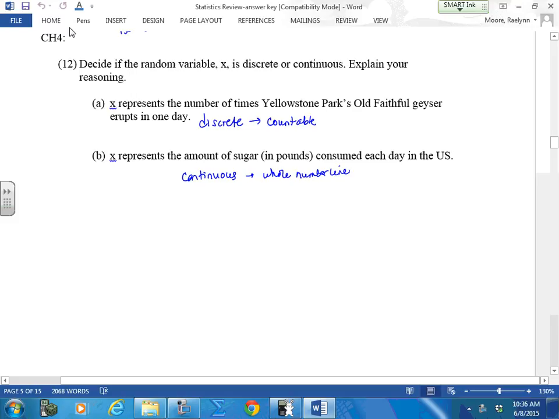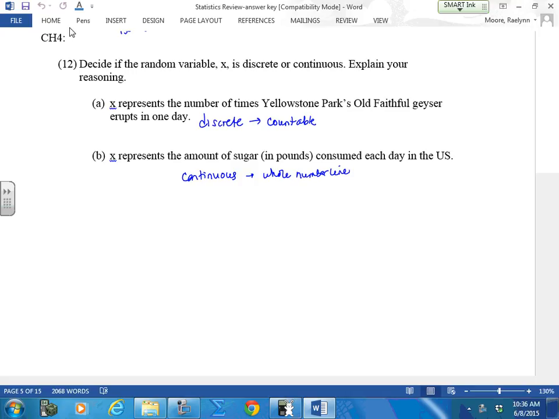Explain these? Yeah, and you want the opposite. Because it says that continuous is on a number line. Yellowstone can't erupt 0.5 times, just like you can eat 0.5 pounds of sugar. So, guys, you're right. Yellowstone can only erupt a countable number of times.